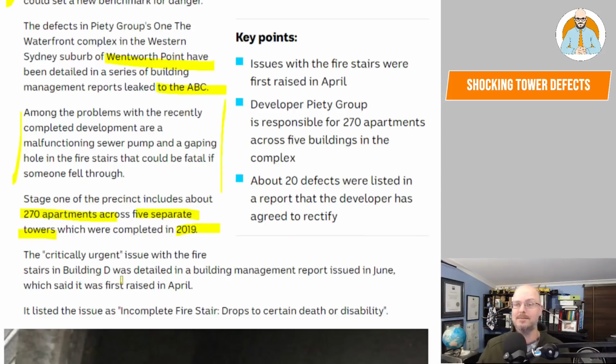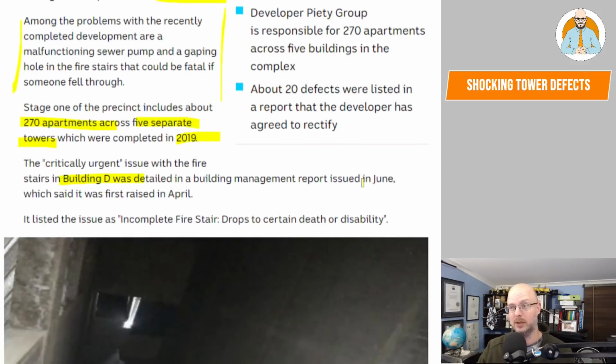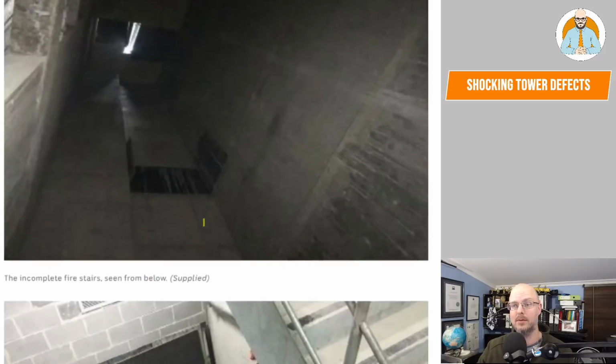Guys, they fail. The critically urgent issue with the fire stair in Building D was detailed in a building management report issued in June, which said it was first raised in April. Where is this? The incomplete fire stair seen from below.